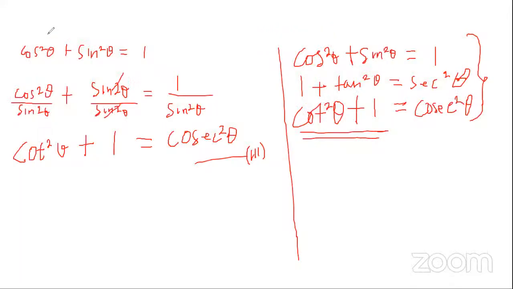Okay, let us do it here then. So what was it? It's 1 plus cos theta is equal to 2 sine squared theta. So what are we going to do?